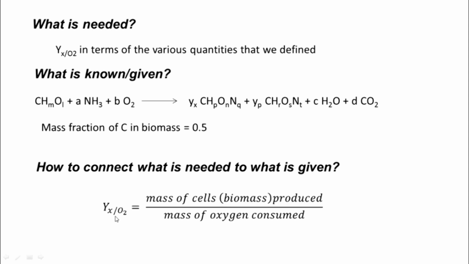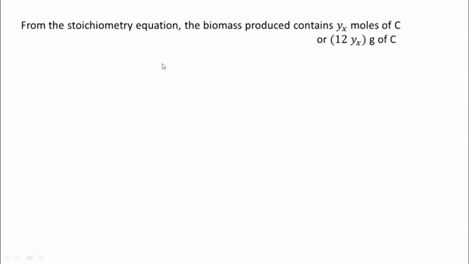We know that YX/O2, yield of cells with respect to oxygen, by definition is mass of cells or biomass produced divided by the mass of oxygen that is consumed. From the stoichiometric equation, the biomass produced contains YX moles of C or 12 YX grams of C.